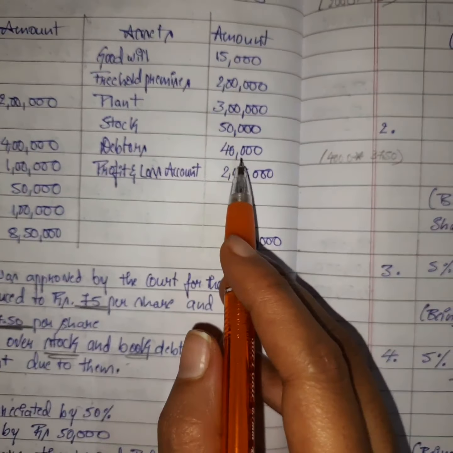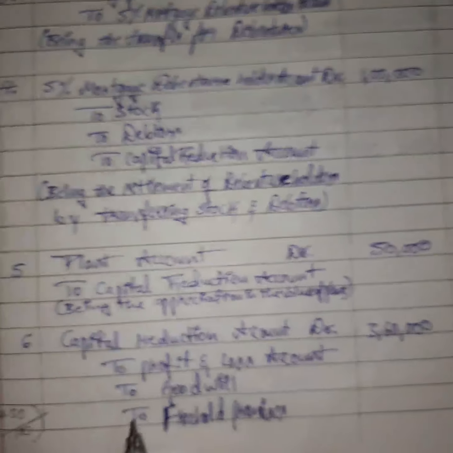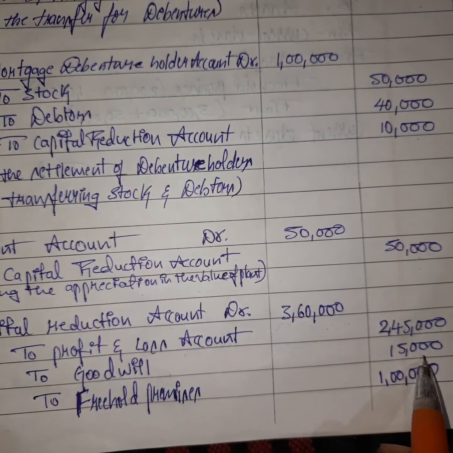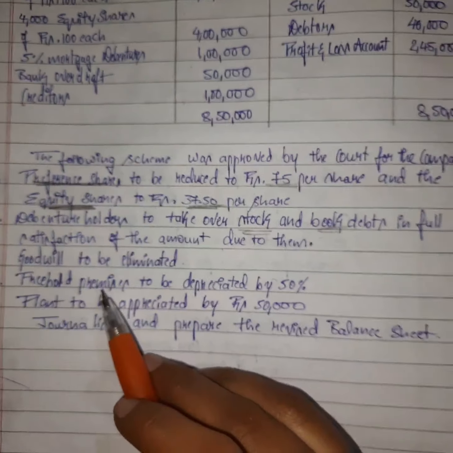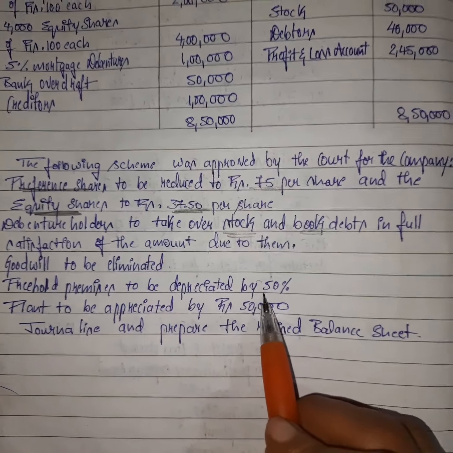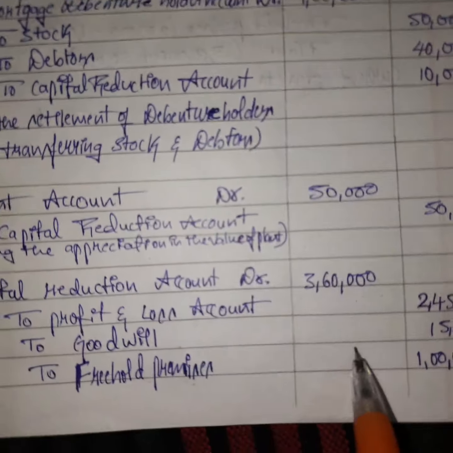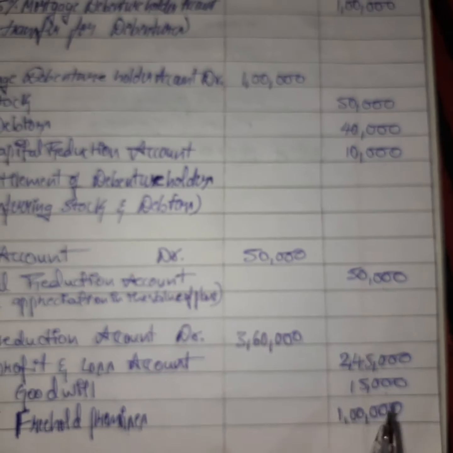First, you will be taking to profit and loss account. In the problem, they have mentioned 2,45,000. Same thing you are taking here, 2,45,000. Next, to goodwill 15,000. Next, you are taking freehold premises. In the problem, they have given that freehold premises are to be depreciated by 50%. Same you are mentioning here: 2 lakh into 50 divided by 100, it will be 1 lakh.